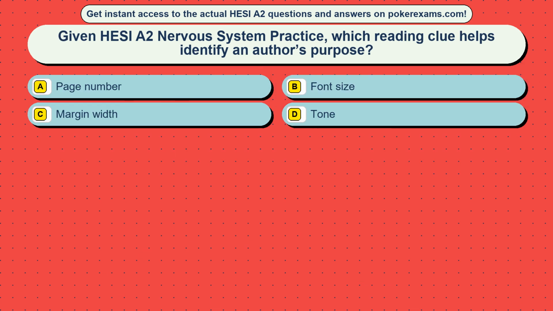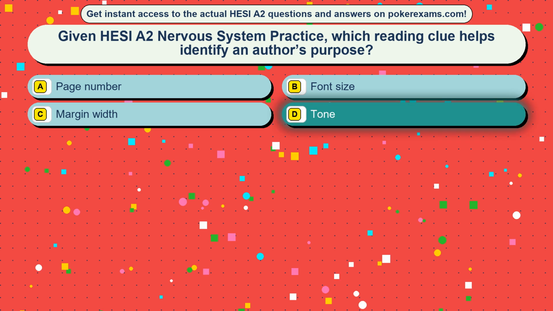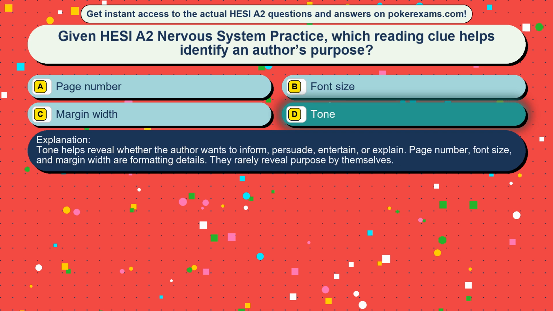Question 38. Given HESI A2 nervous system practice, which reading clue helps identify an author's purpose? Option A, page number. Option B, font size. Option C, margin width. Option D, tone. The correct answer is option D, tone. Tone helps reveal whether the author wants to inform, persuade, entertain, or explain. Page number, font size, and margin width are formatting details. They rarely reveal purpose by themselves.